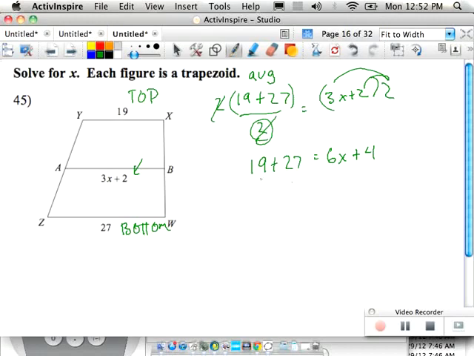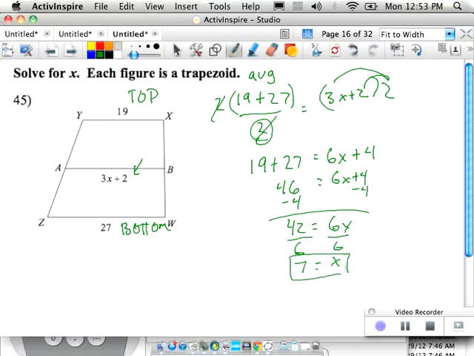On the left side, if I simplify it, I'll have 30 plus another 16. That's going to give me 46. On the right side, I'll have 6x plus 4. If I subtract 4 from both sides, that gives me 42 equals 6x. Divide by 6, divide by 6. X equals 7. Did it ask me to do anything else? No, it just said solve for x. So I am done. That's all we had to do for that one.